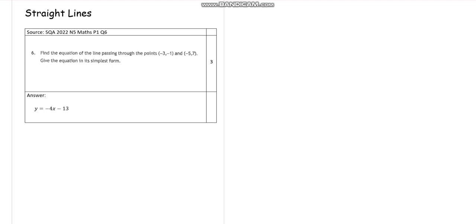Hey, nearly there, nearly there. This is the straight line section. So really, the one big thing we need to know is y is equal to mx plus c. Tell me why. We have got the gradient, and we have got the y-intercept.